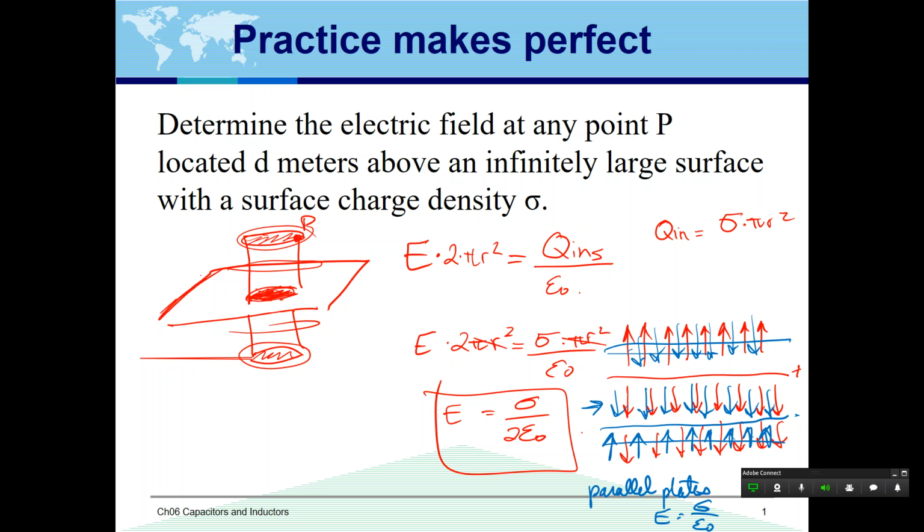Now this question wasn't hard once you knew what to do, right? The math was super duper easy. The hard part was figuring out what's the right Gaussian surface, knowing what to do. The math of it was actually really easy. So would you consider this to be a hard problem or an easy problem? Easy. It's easy once you know what to do.